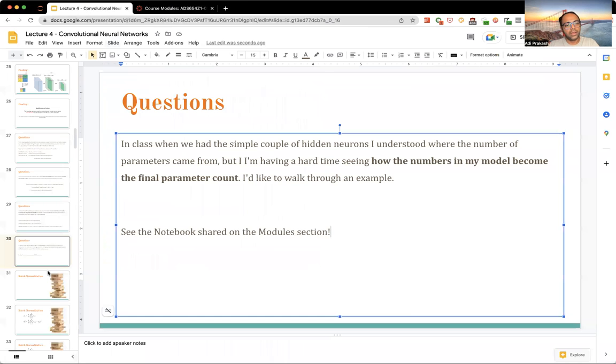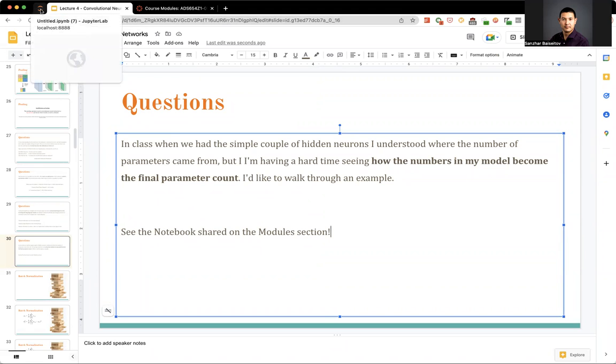Okay. Let me see if there are any other questions in the chat. Any other questions regarding the size of the parameters, or the difference between MLP or convolutional neural network?